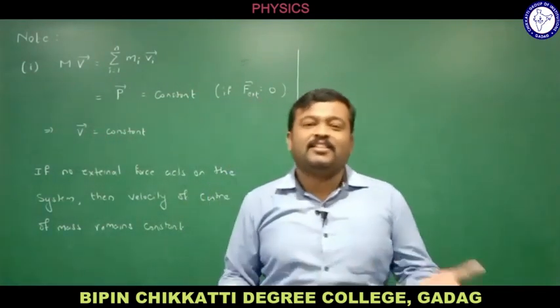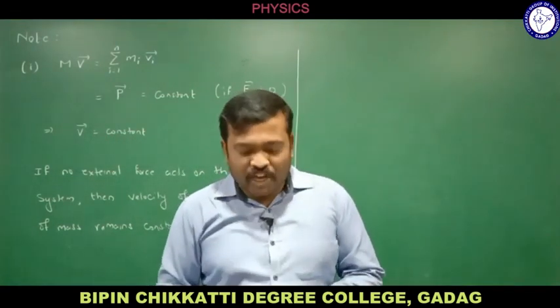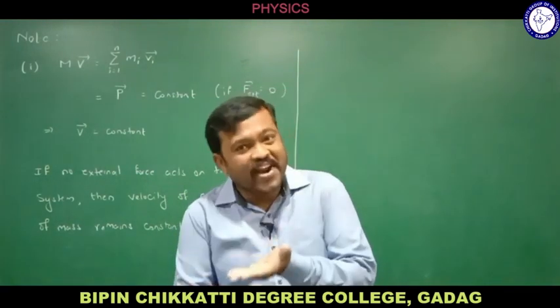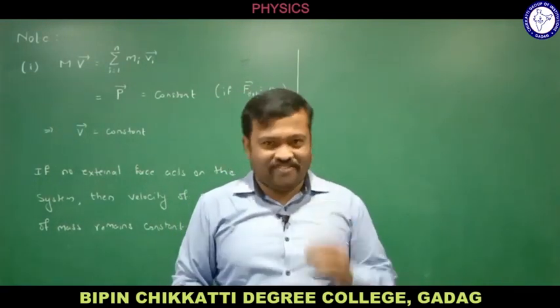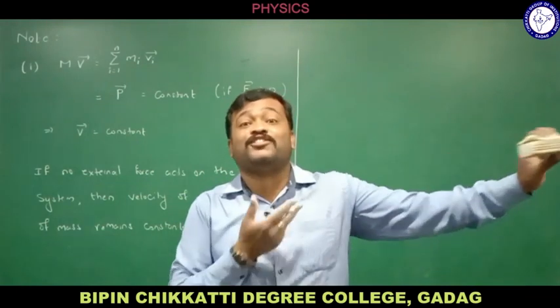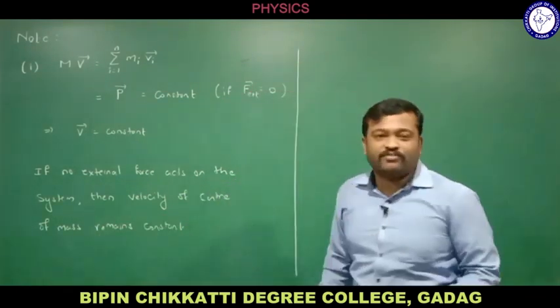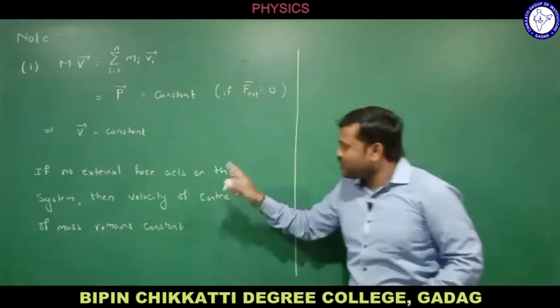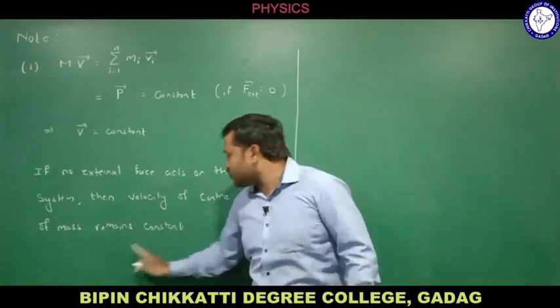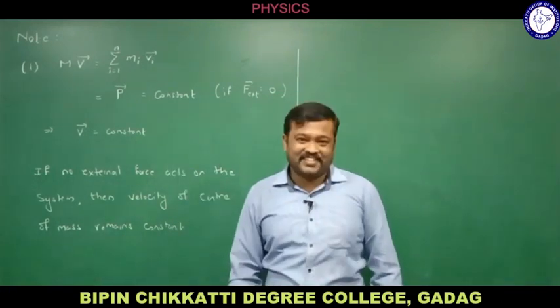Means it is nothing but Newton's law, right? If no external force acts on the system, the body at rest will remain at rest itself, right? A body in uniform motion, with constant velocity, will remain in constant motion itself, right? It is nothing but an indication of Newton's law. If no external force acts on the system, then the velocity of the center of mass remains constant. Let us check it out.